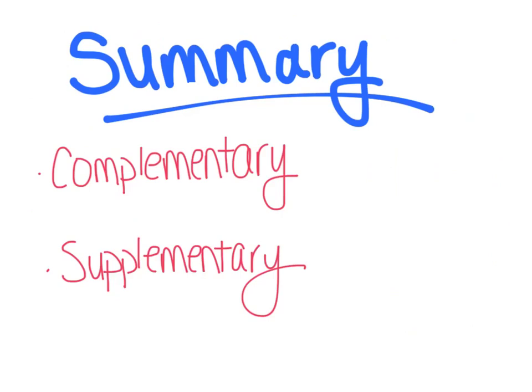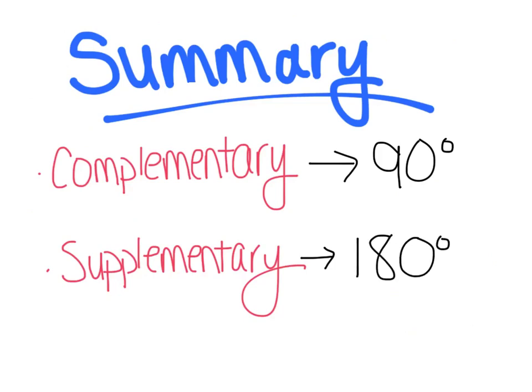So let's wrap up what you learned. Complementary angles, can you tell me what they are? Those are 2 angles that add up to 90 degrees. All right, how about supplementary? Do you remember what those are? 2 angles that add up to 180 degrees. And remember, the tricks that can help you are complementary, think that they form a corner, and supplementary, they form a straight line, and straight lines are 180 degrees.